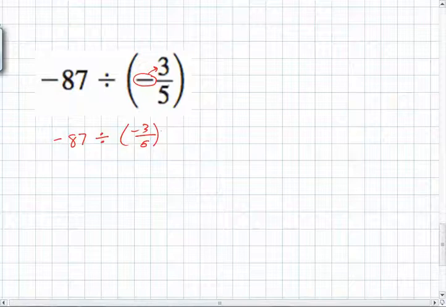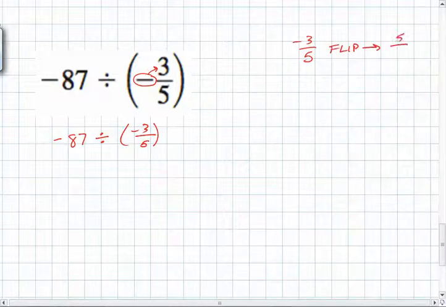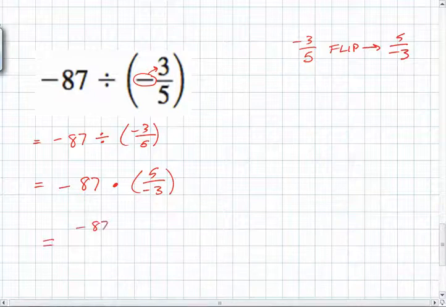Remember that dividing is the same thing as multiplying by the reciprocal, so we need to find the reciprocal of negative 3/5. And we can do that by flipping it, and we get 5 over negative 3. So this is going to be the same as negative 87 times 5 over negative 3. Now we just need to multiply across on the fraction, and we will get negative 87 times 5 all over negative 3. We're dividing a negative by a negative, so we know our answer must be positive. The negatives cancel each other out.